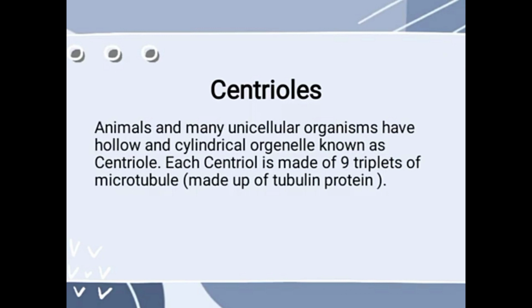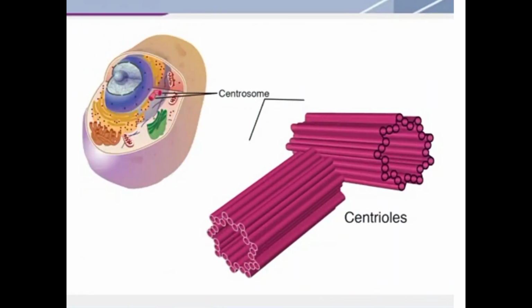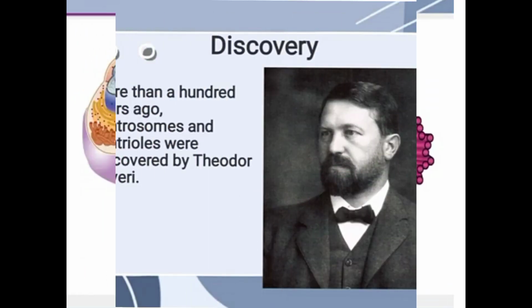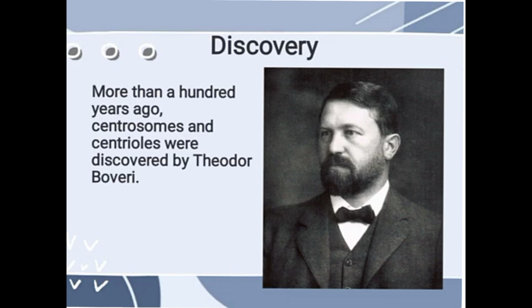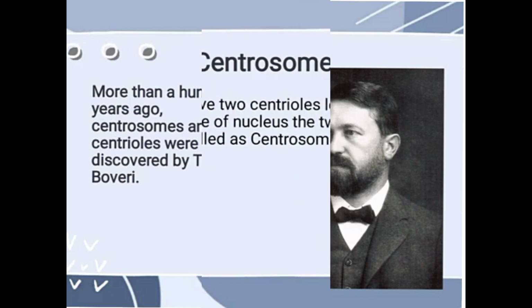Centrioles. It is the next organelle found in eukaryotic cells. Animals and many unicellular organisms have a hollow and cylindrical organelle known as the centriole. Each centriole is made of 9 triplets of microtubules, and microtubules are made up of tubulin protein. Centrosomes and centrioles were discovered by Theodor Boveri.